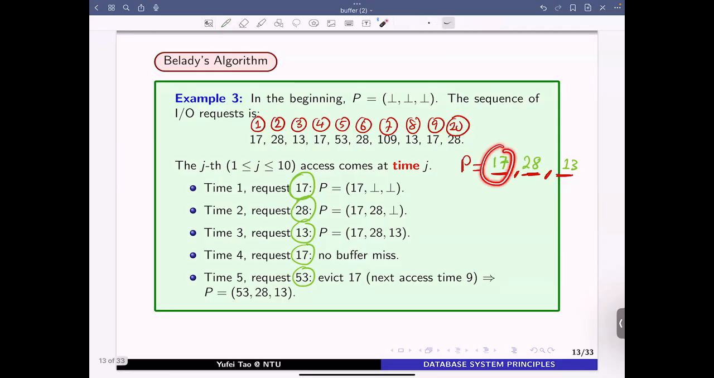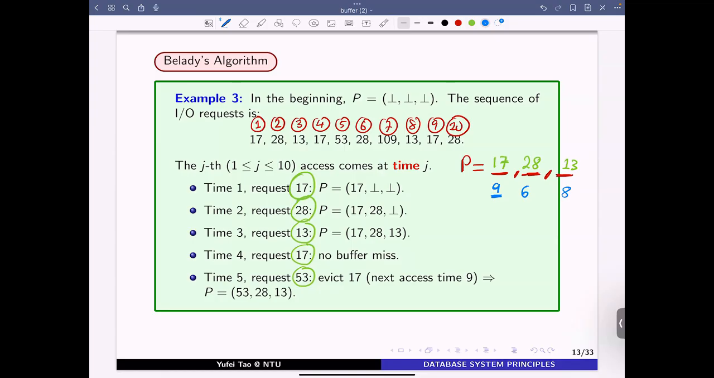17, right? It will be accessed at time 9, because this is the current time. So let me put a little remark here. This is time 9, so this is the next access time. How about 28? You have a 28 here, but don't forget you also have a 28 at time 6, and therefore the next access time for 28 is 6. How about 13? 13 is here, so the next access time for 13 is 8.